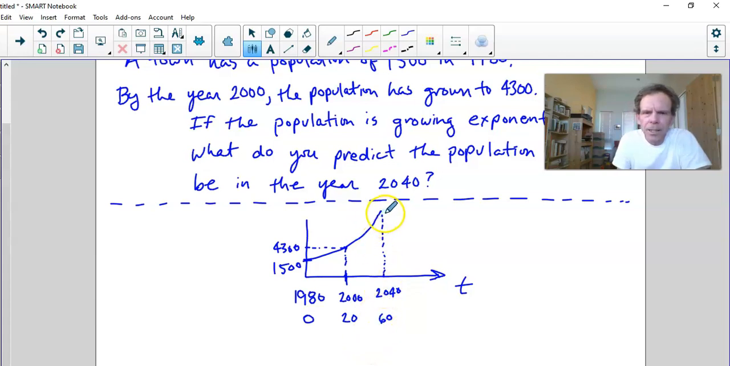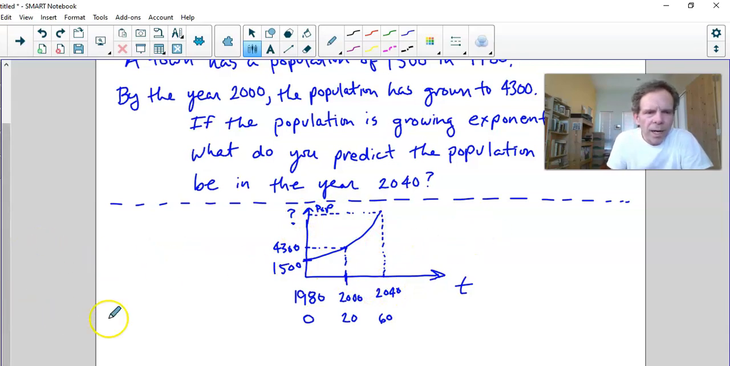We have to write our time in terms of years starting from 0. And we want to know what the population is going to be. This is the population on the vertical axis here. Okay, so we're going to figure out what that population is at the year 2040.